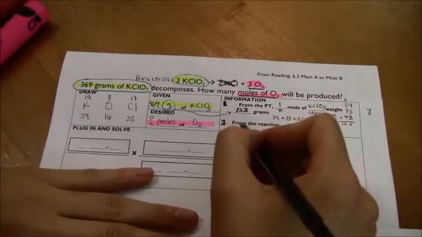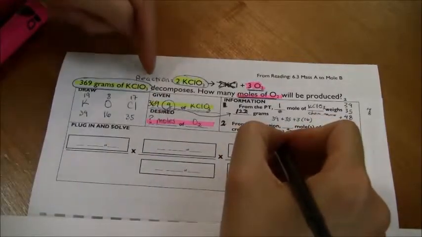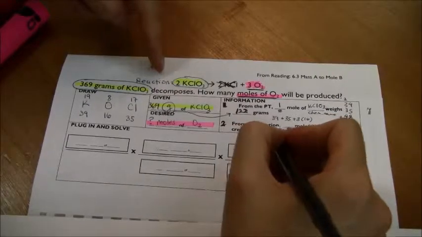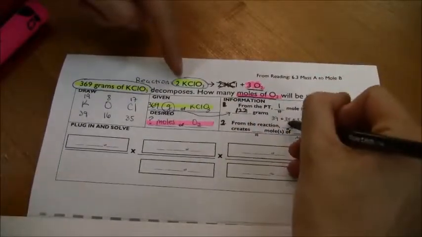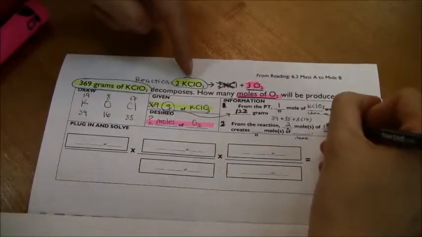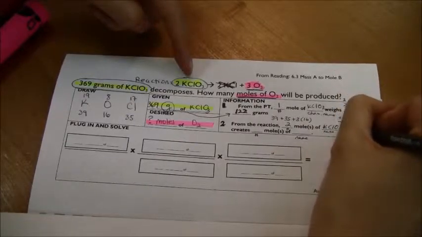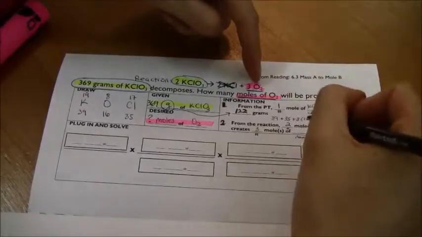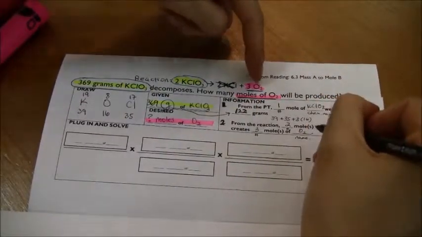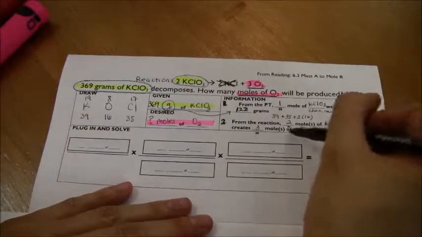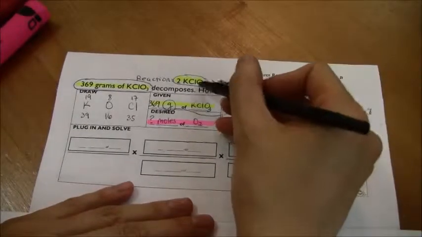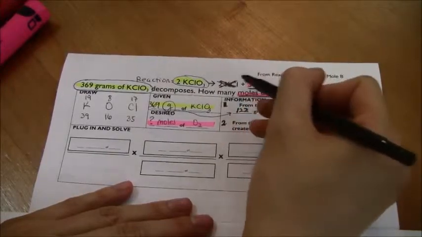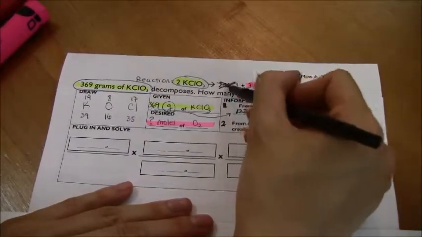Alright, so since it says from the reaction, we started from the beginning. From the reaction, 2 moles of KClO3 creates 3 moles of O2. Remember, these 2 chemicals are from the reaction here. So again, we didn't need the KCl from above.